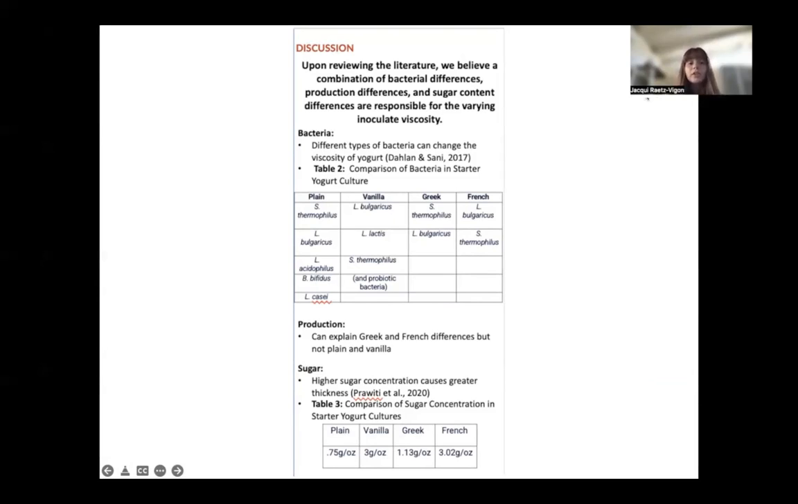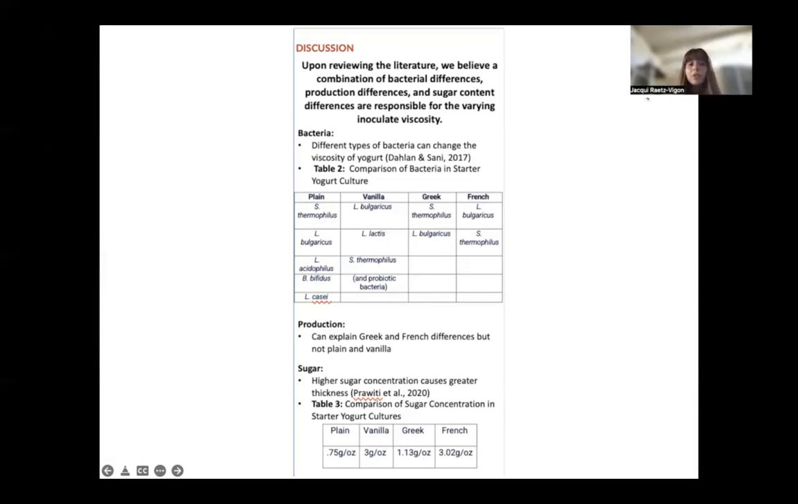As well, the yogurt that contained S. thermophilus, L. bulgaricus, and L. acidophilus, plain, was not the most viscous as the literature implied, but was in fact the least viscous. For all these reasons, we do not believe the bacteria themselves are the main cause of the difference in viscosity.